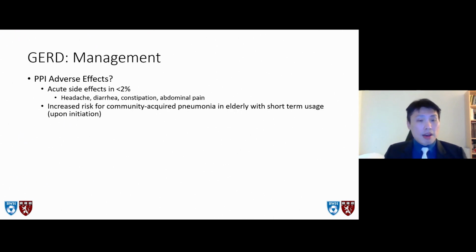There's been some reports of an increased risk of community-acquired pneumonia in elderly patients with short-term usage upon initiation of the PPI. Although this data is somewhat disputed, mainly because it involves retrospective data, and there are thoughts that maybe there's some confounding to this data that's led to this association rather than a true causation by PPI.